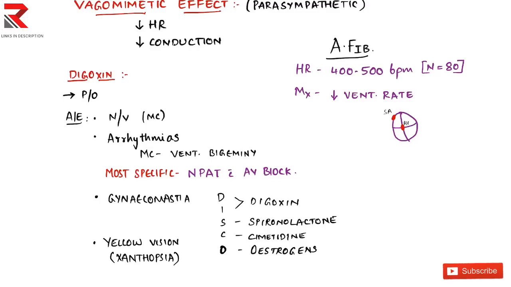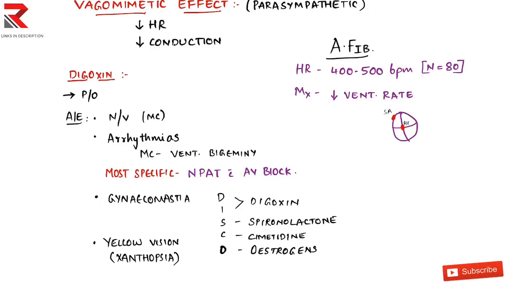Atrial fibrillation: the word fibrillation means ineffective contractions. There is no proper contractility. There is a fast contraction. Normally your heart beats 60 to 80 beats per minute, but in atrial fibrillation it beats 400 to 500 beats per minute.